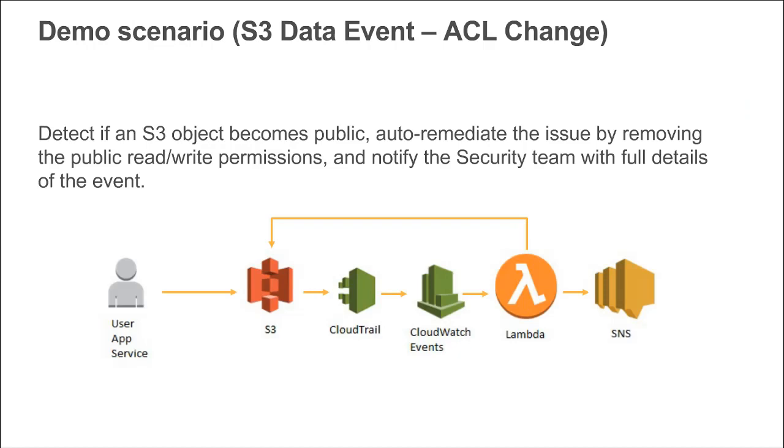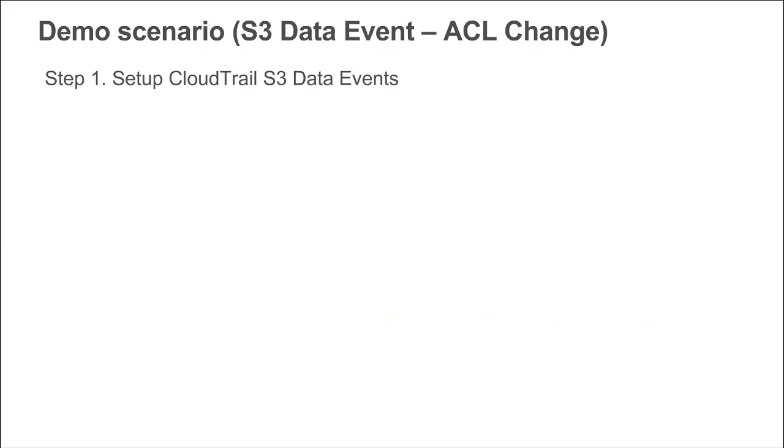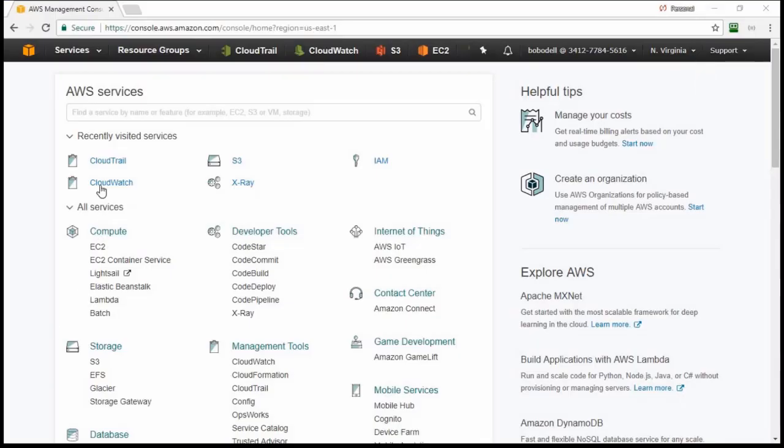Now let's go through a demo scenario. In this case, I'm going to detect if an S3 object becomes public, and then I'll auto-remediate that issue by removing the public read-write permissions and then notify the security team with full details of the event. Step one in this procedure is I need to create a CloudTrail S3 data event. So let's quickly go through the demo. Let me go to the CloudTrail console.